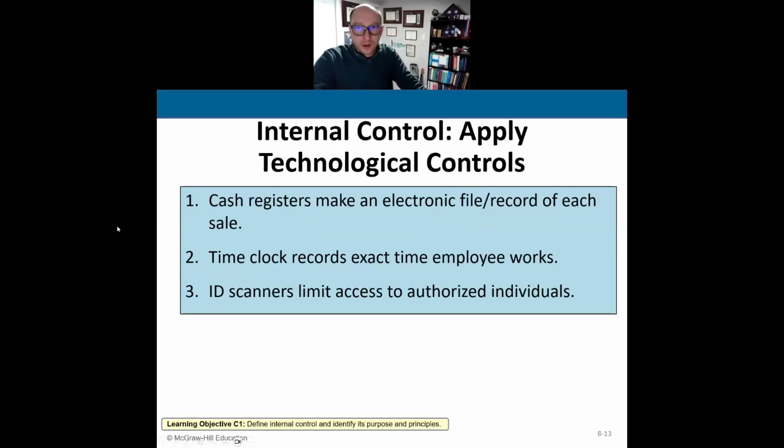Technological controls: the time clock, security cameras, registers, scanners, etc. All that stuff helps to control the process, the flow of assets.